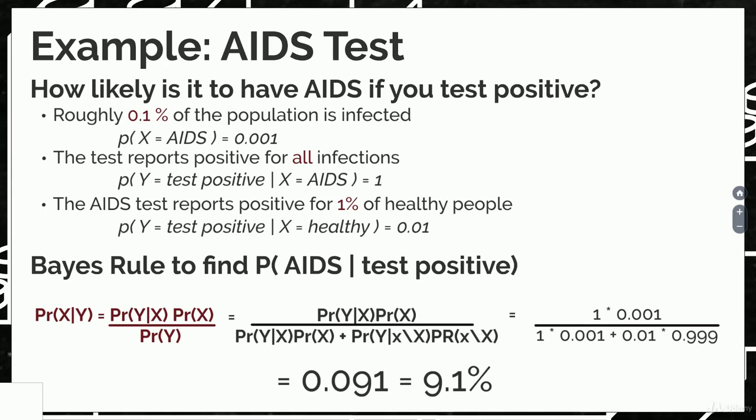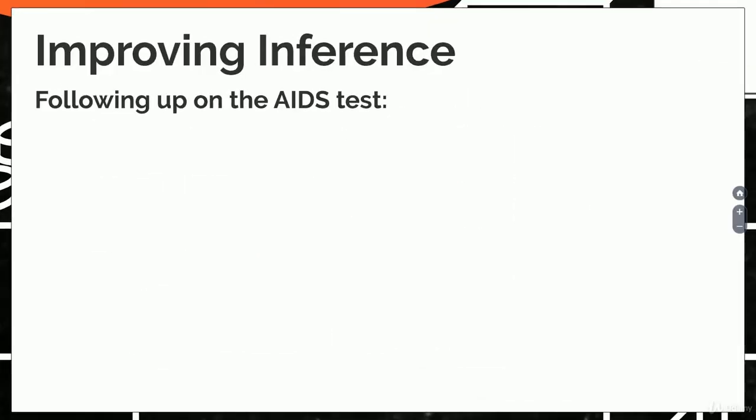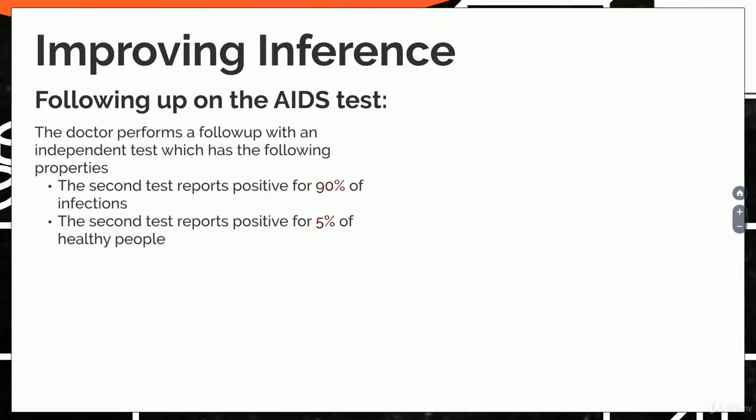So Bayes' rule is telling us something here that is probably counterintuitive. And this is why having a strong understanding of probability theory and statistics is essential for machine learning, because oftentimes the outputs and probabilities are going to be counterintuitive. So it's essential to understand that going in. However, let's continue on this example and improve our inference by following up with an additional test. We're going to perform a follow-up with an independent test. It's independent of the first one, which has the following properties.